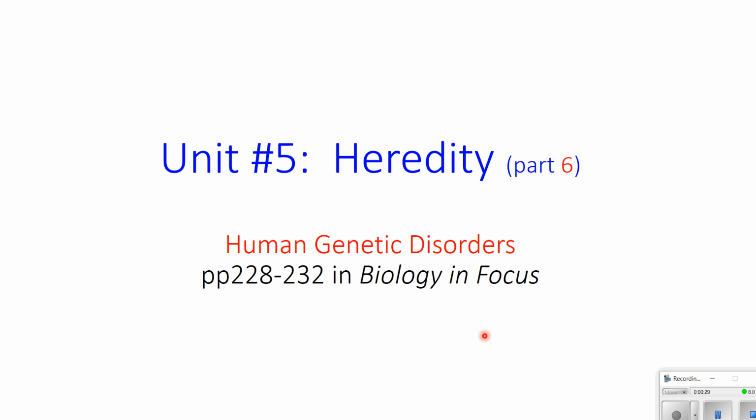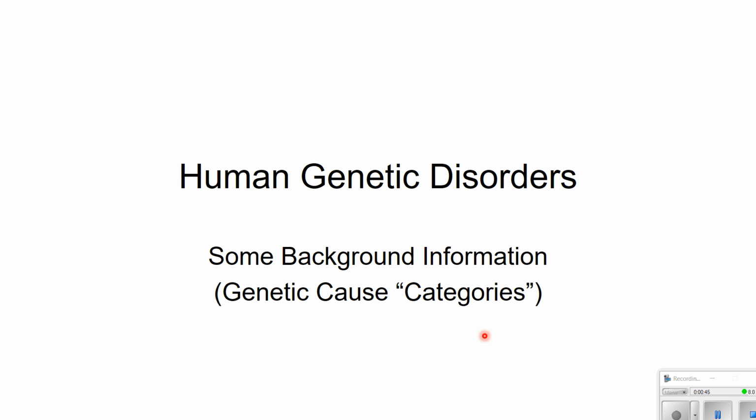But I wanted to spend a little bit of time here in part 6 to go over with you 4 major categories of human genetic disorders, because part of your task when you're conducting research on your assigned disorder is going to be to figure out which of these 4 categories your assigned disorder belongs to. And again, I'm categorizing these based on how they are passed down from parents to offspring.